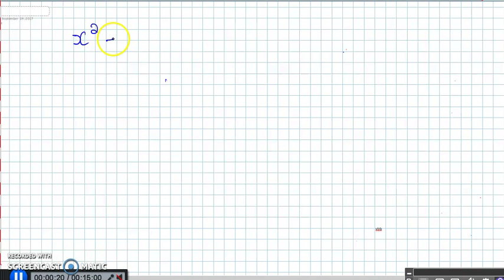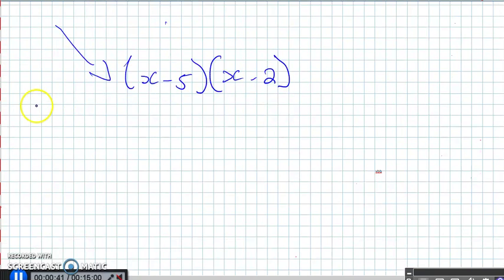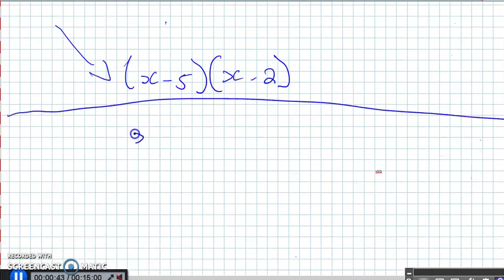X squared minus 7x plus 10. Now your final answer, I'll tell you already, will be x minus 5 and x minus 2. I'm giving you the final answer so that you know what you're looking for. This is the format in which your final answer should look. Now I'll rewrite the question and I'll go into more detail to explain how to do it.